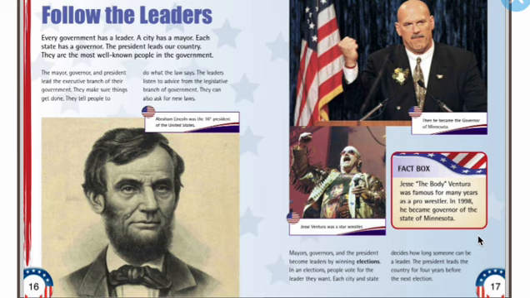So many governors and the president become leaders by winning something called an election. An election is where people vote for the leader that they want. Each city and state decides how long someone can be a leader. The president leads the country for 4 years before the next election.